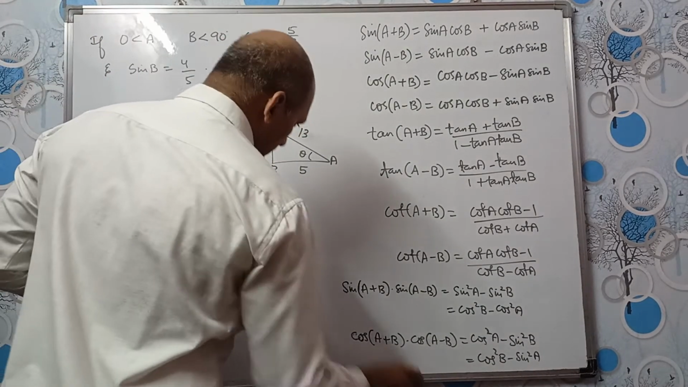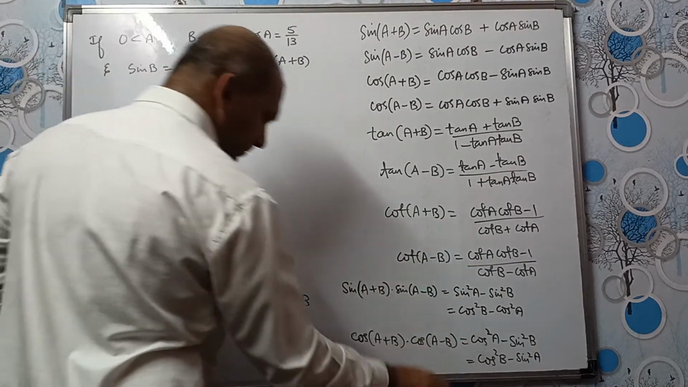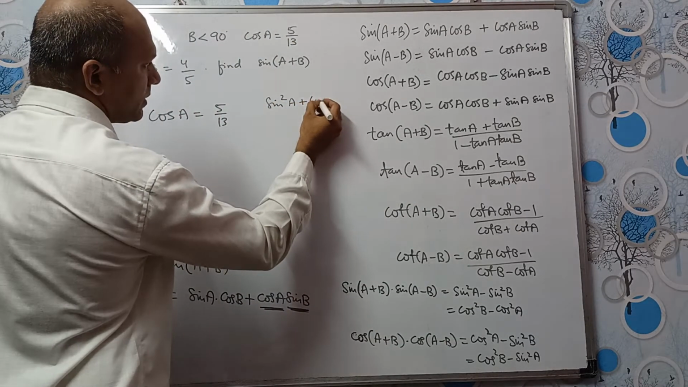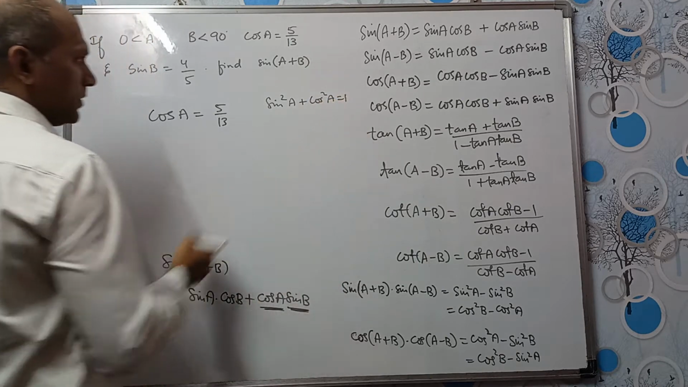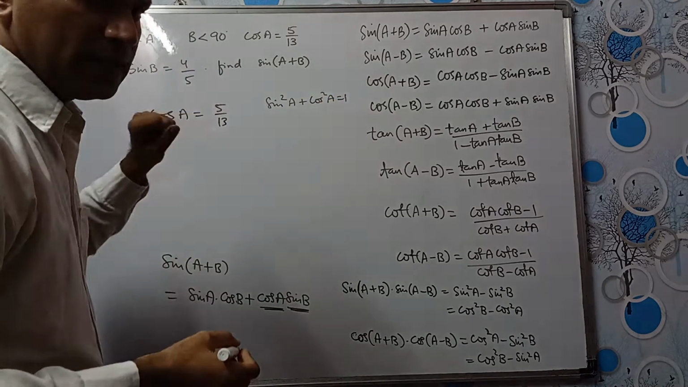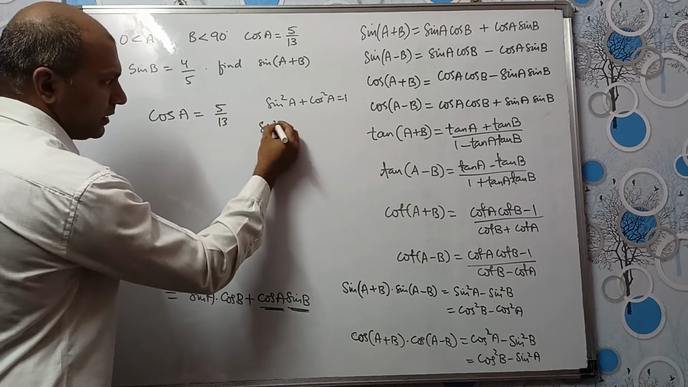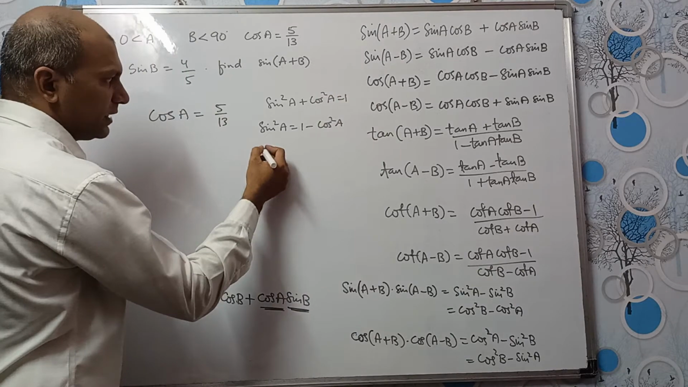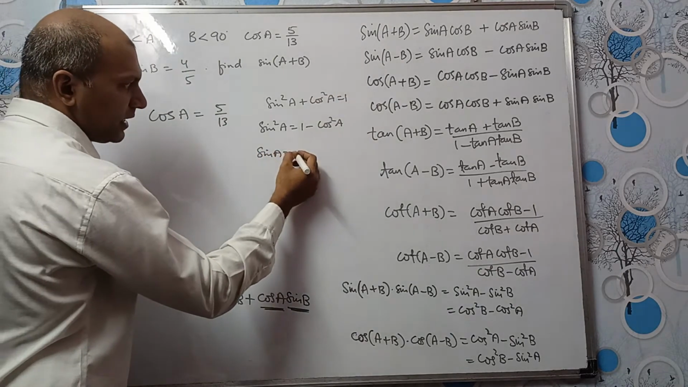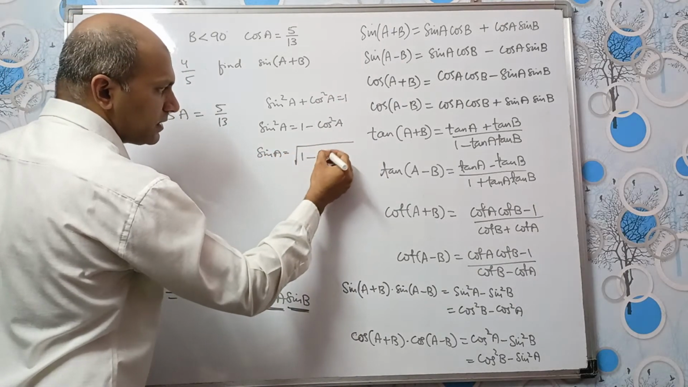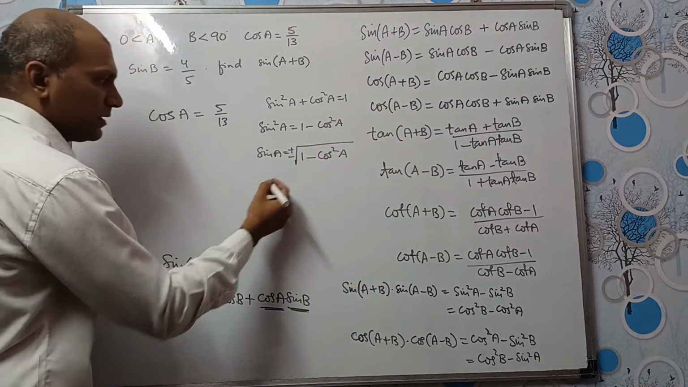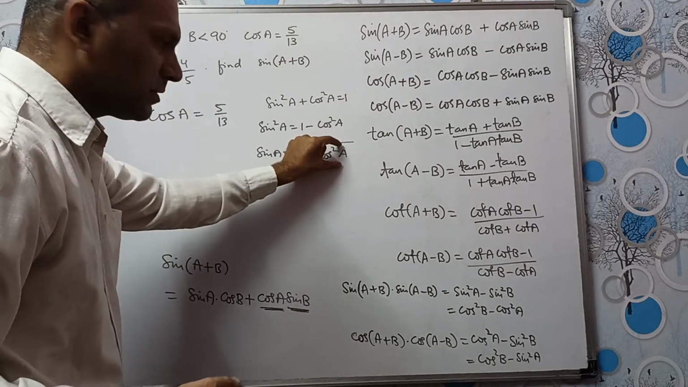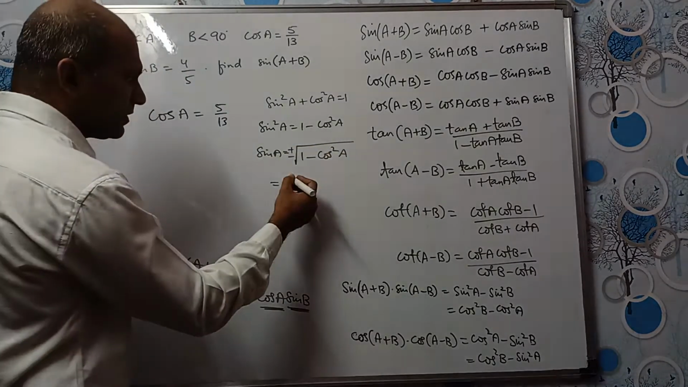Or you can use an identity, which is sine square A plus cos square A equal to 1. Now we need to find the value of sine A, so it will be 1 minus cos square A, with cos square sent to the other side. Sine A will be plus or minus root of 1 minus cos square A. Given cos A is 5 by 13, if we substitute 5 by 13 here, we get the value of sine A.